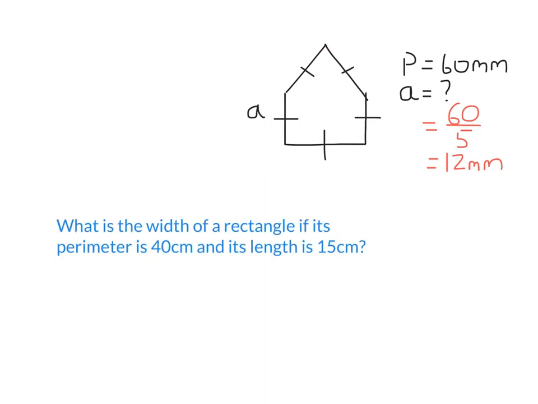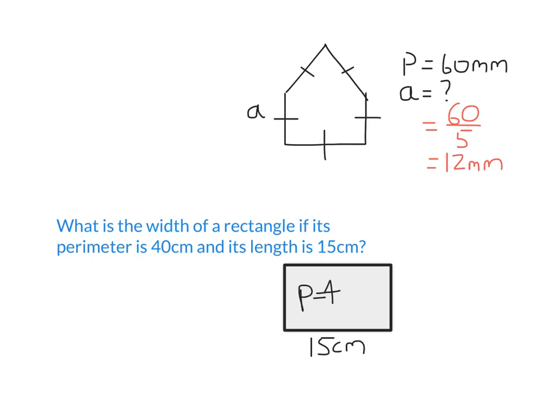So let's have a go at this question here. What is the width of a rectangle if its perimeter is 40 centimeters and its length is 15 centimeters? So let's start by drawing a diagram. So this will be our rectangle. Now this question is going to be a little more difficult than the previous question because the lengths here are not the same size. So we're told the length is 15 centimeters. So I'll label that. So what would be the width so that the perimeter here is 40?